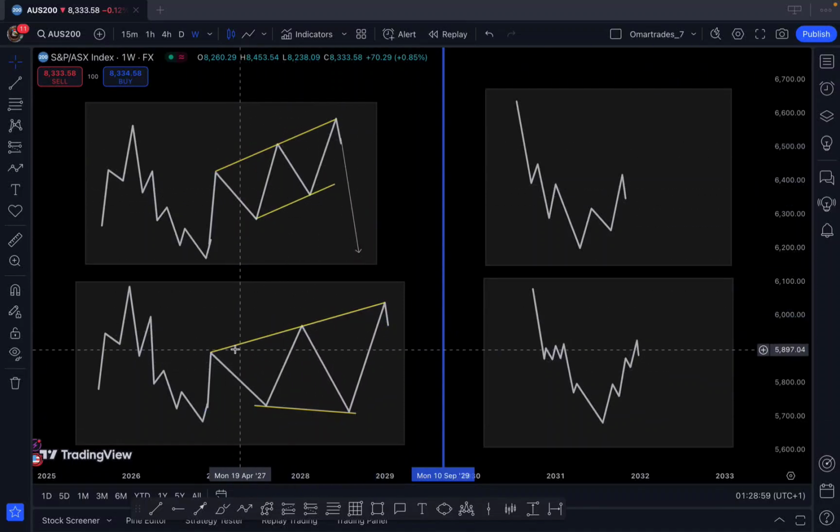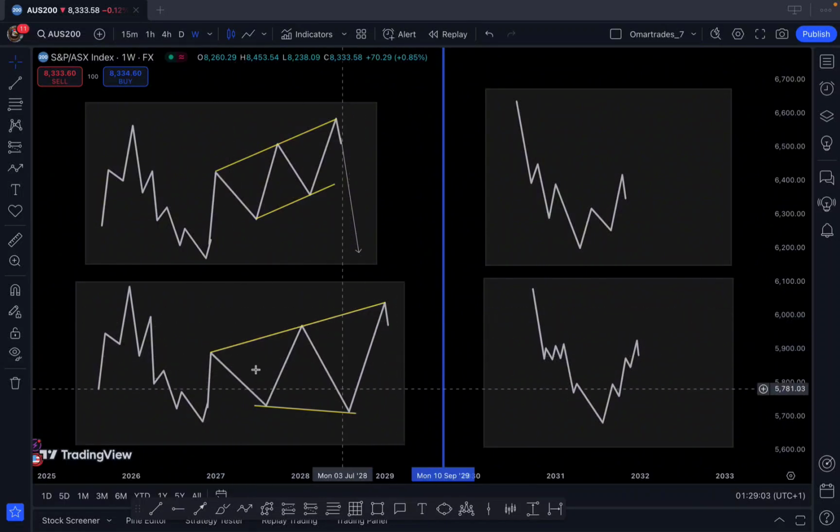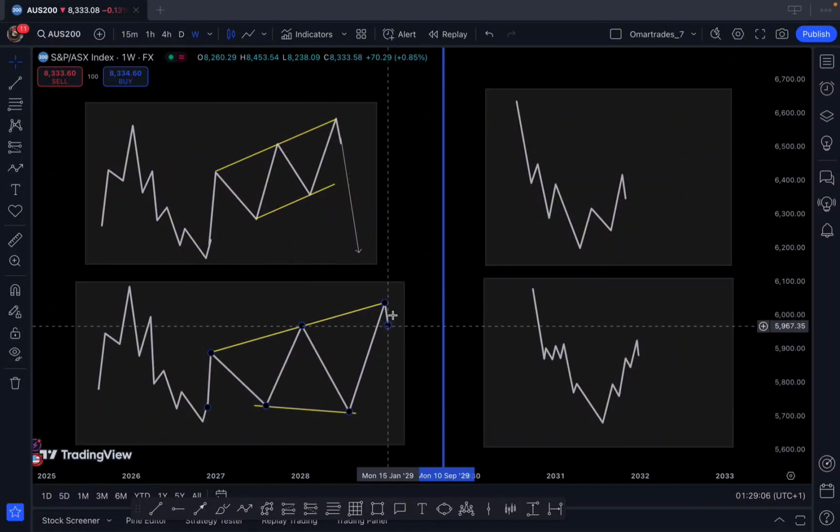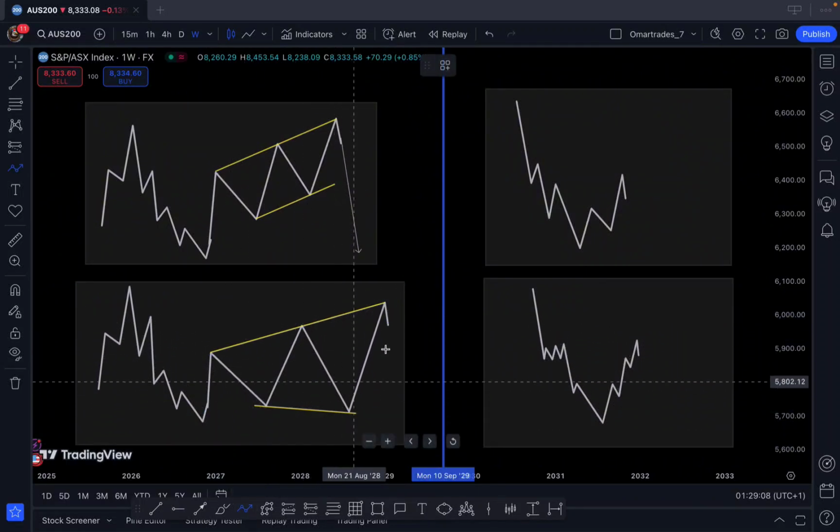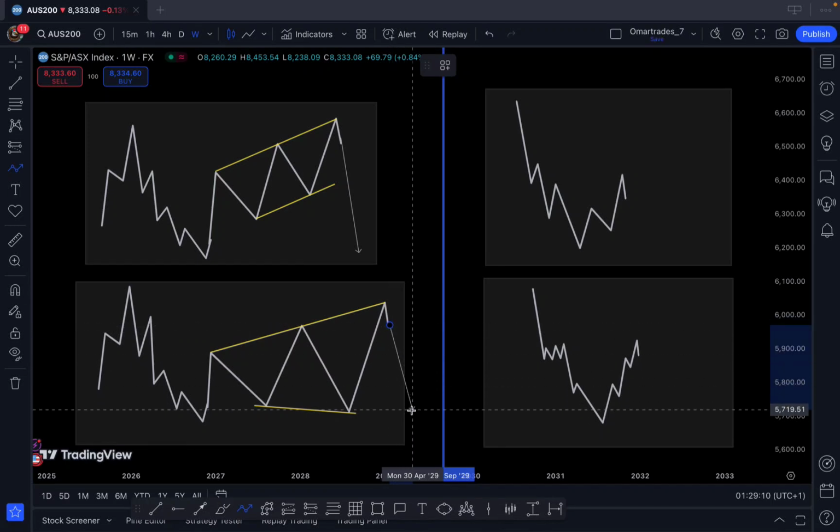Now this is another variation. This one too is a reversal structure, but this one is expanding. So we have 1, 2, 3, like I said, and then we're going to be looking for a sell from here.